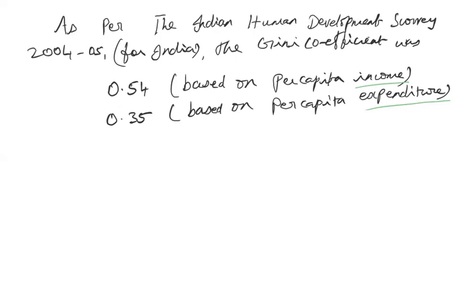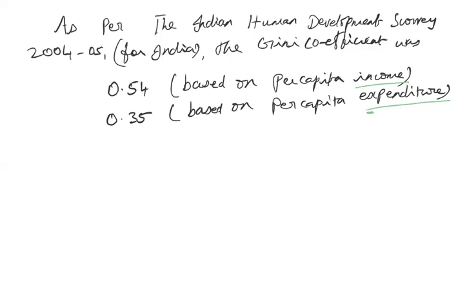And for information, when we calculate using the expenditure method, the value will always show a lesser value. The reason is, even when the poorer households are not earning any income, they have to incur consumption expenditure, isn't it? It cannot be totally zero.